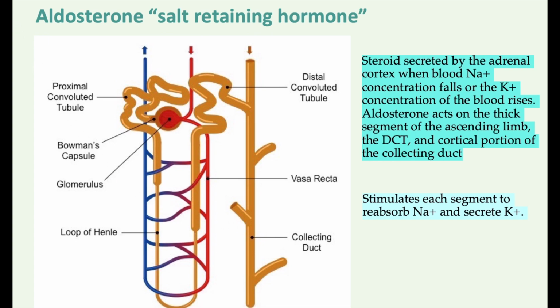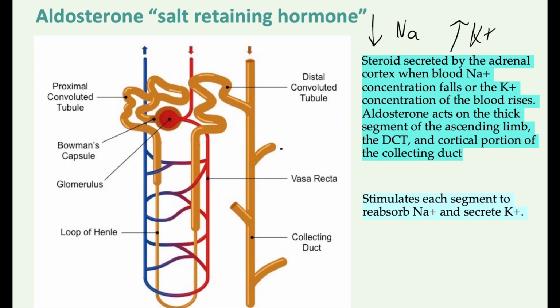We'll first start with aldosterone. Aldosterone is referred to as the salt-retaining hormone. Aldosterone is a steroid secreted by the adrenal cortex when blood sodium levels fall, or the potassium concentration of the blood rises.